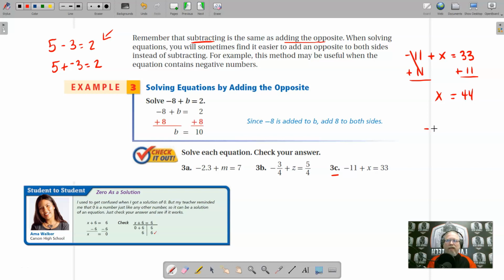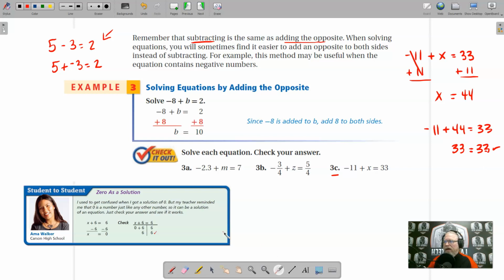I can check my answer, say negative 11 plus 44 equals 33. Is this true? Well, we've had a lesson before about adding positive and negative integers. We know that if one's positive and the other one's negative, we can instead subtract. 44 minus 11 is 33. And since 44 has the greater absolute value, we're going to use the same sign, which is positive. So 33 is positive, and indeed that checks out. Positive 33 is equal to positive 33.